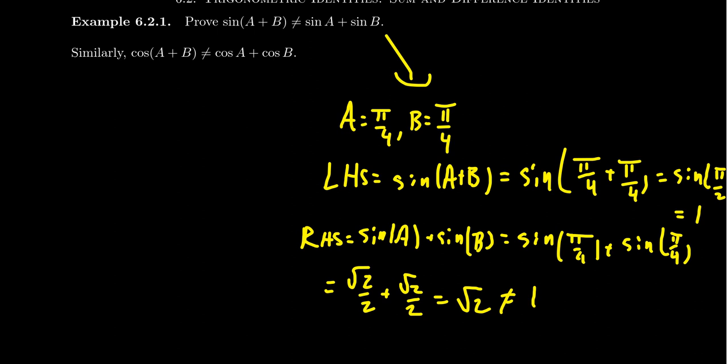A similar statement could be said for cosine or for tangent. Cosine of A plus B is not equal to cosine of A plus cosine of B. And if you want a counterexample, just use basically the exact same angles we did a moment ago. Take angle A to be pi fourths, take B likewise to be pi fourths. I'll let you verify that for cosine, the left and right-hand sides don't agree with angles A and B being pi fourths.